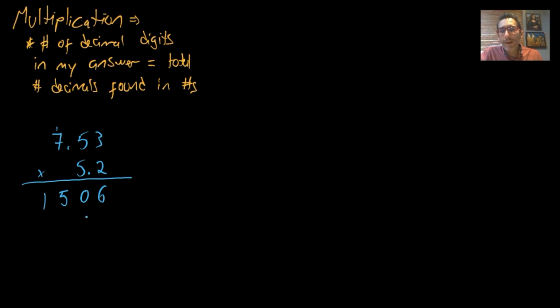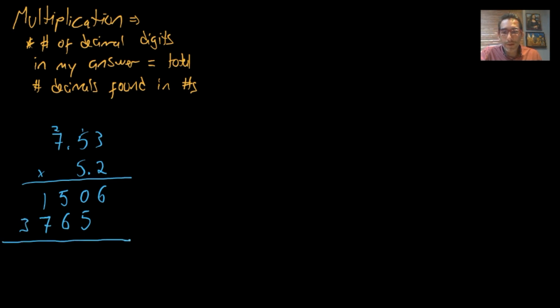Now the 5. 5 times 3 is 15. I put it right here on the next line. Remember that it moves one position to the left. So 5 times 3 is 15, I have 1. 5 times 5 is 25, plus 1 is 26. So now I have a 2. 5 times 7 is 35, plus 2 is 37. And I write the 37 here.